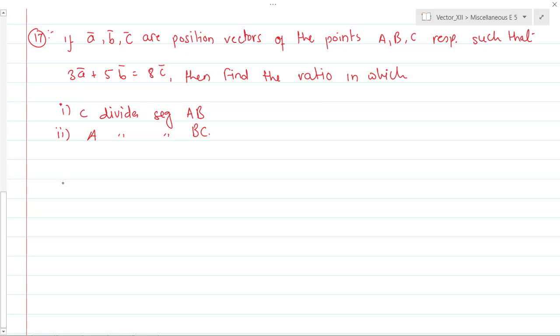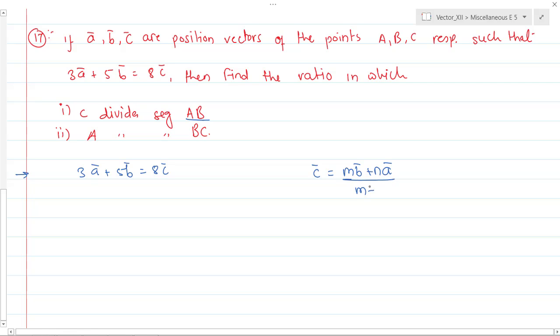So the given information is 3A bar plus 5B bar equals 8C bar. Find the ratio in which C divides the segment AB. Suppose we are assuming that this division is internal division. So for that purpose, what will be the C bar in general, and it is dividing the AB bar. So it is MB bar plus NA bar upon M plus N. So let's try to convert this equation in the same form. So C bar is equals to 3A bar plus 5B bar upon 3 plus 5. Can we write like that?